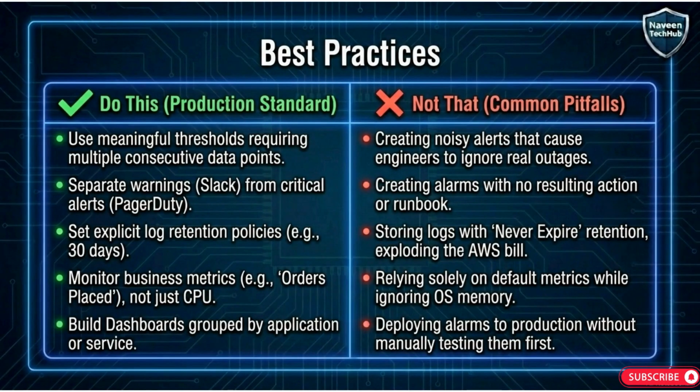Let us finish with best practices. Use meaningful thresholds based on real production behavior. Do not create alarms for every small spike. Use separate warnings and critical alarms. Add proper log retention policies, like 30 days or 90 days. Monitor business metrics, not only CPU. Create dashboards grouped by application or service.